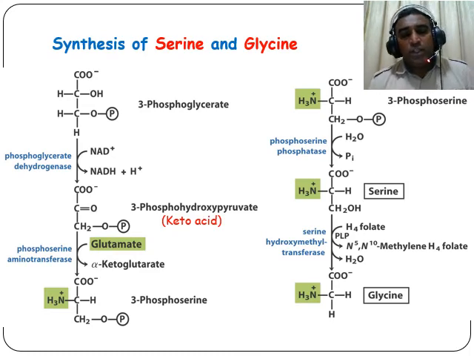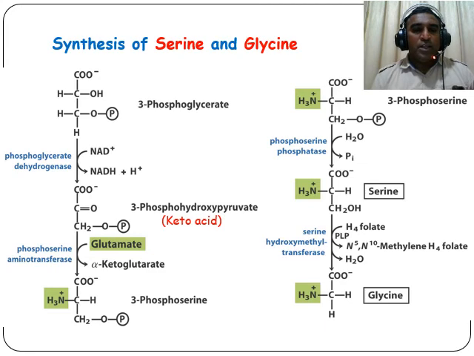So in the synthesis of 20 amino acids, you need to have a donor of amino group. Then you also have to have the keto acid. The keto acid can be provided by the intermediates of the glycolytic pathway, the citric acid cycle, as well as the pentose phosphate pathway. I can't talk about all 20, how each one of them is synthesized, but as an example, here is given the synthesis of serine as well as glycine.